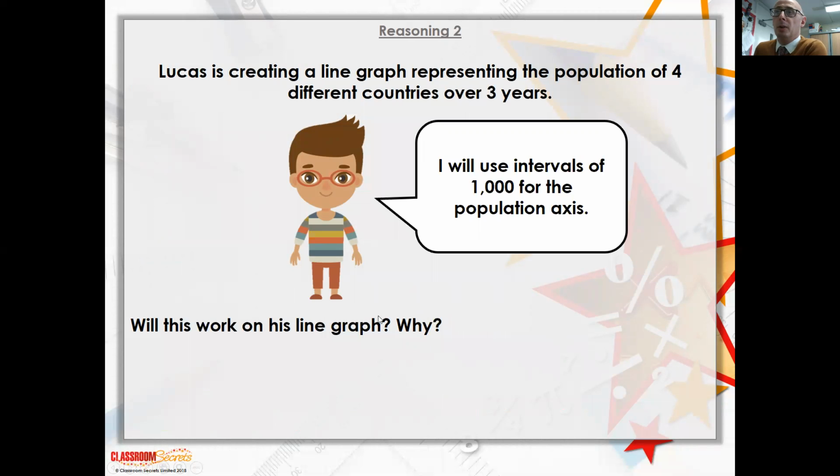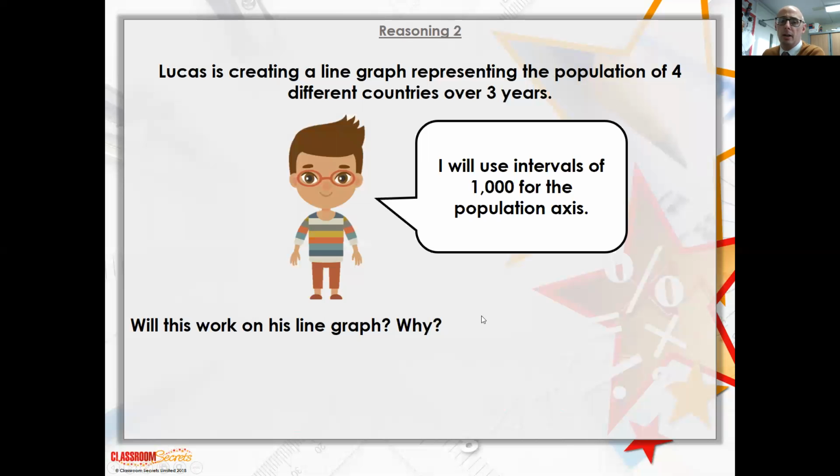This young man here, Lucas, is wanting to create a line graph representing the population of 4 different countries over 3 years. He says, I will use intervals of 1,000 for the population axis. Well, is this going to work on his line graph? So the population axis, if we're thinking about it, isn't going to be the x-axis. It's the one that's going to change, that y-axis here. And I'm not sure that 1,000 is going to be enough.